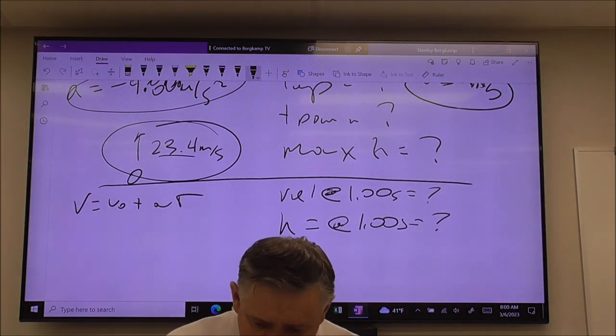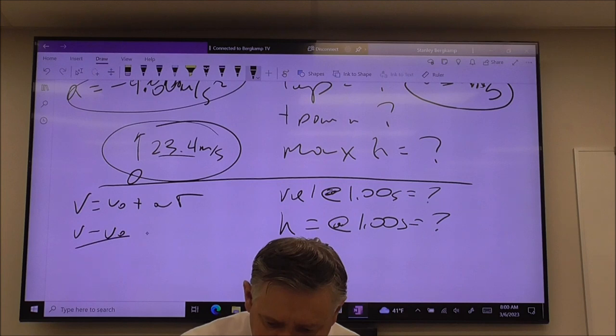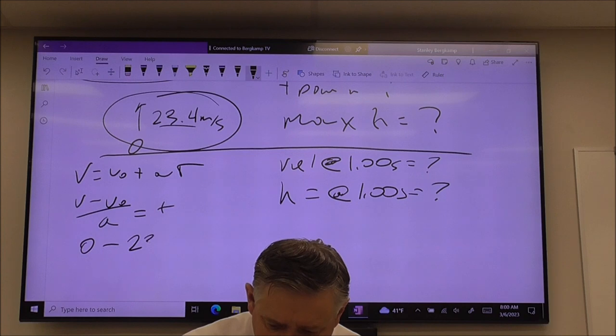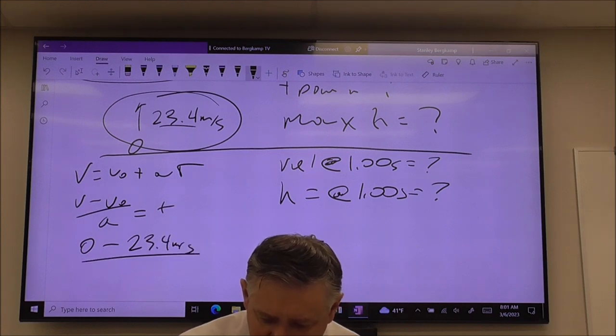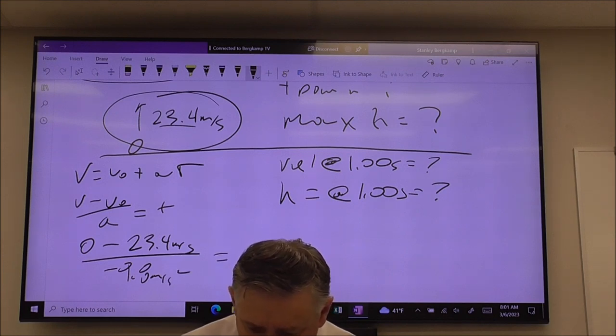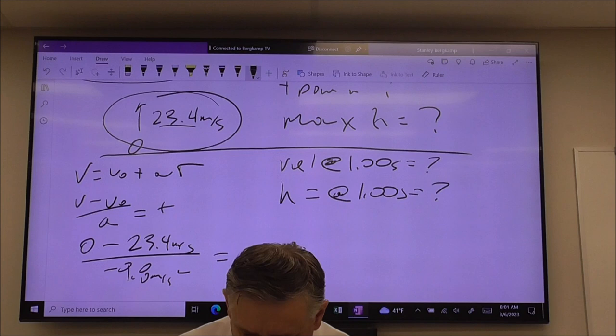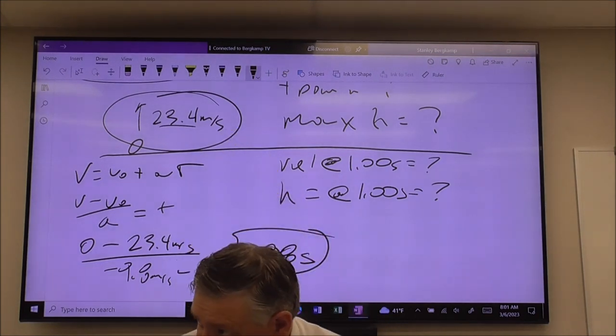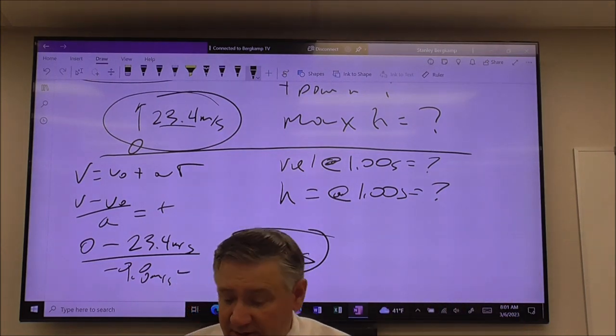So if we solve this thing for time, we can go V minus V naught over A is going to equal time. So I can take 0 minus 23.4 meters per second divided by negative 9.8 meters per second squared. So Carson, do us a favor. Take 23.4 and divide that by 9.8. Okay. Now, that matches with what Connor said it should be. Connor said, hey, it should be more than a second. And it is. Okay.